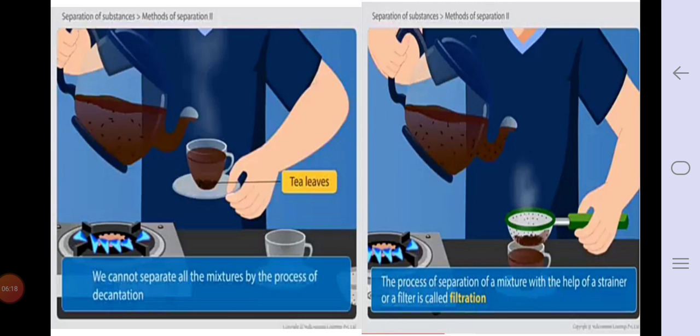See in the other picture, the process of separation of a mixture with the help of a strainer or a filter, त्यालाच फिल्टर म्हणतात. स्ट्रेनर म्हणजे गाळणं, गाळण्याने आपण चहा गाळला की टोटली आपण सगळे जे टीचे पार्टिकल्स आहेत ते सेपरेट करू शकतो and we get a clear tea. So this process is called filtration.